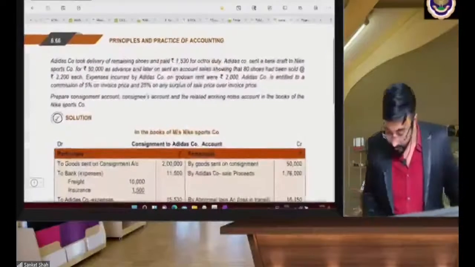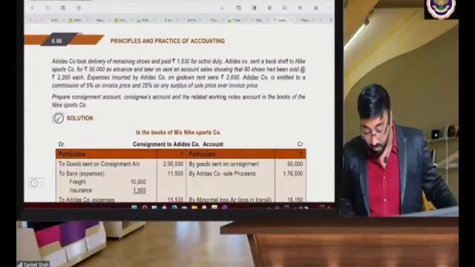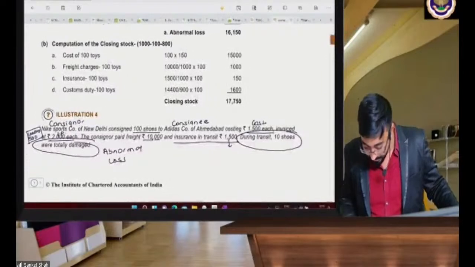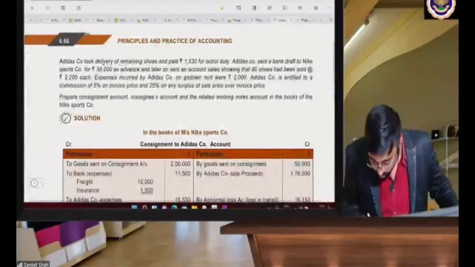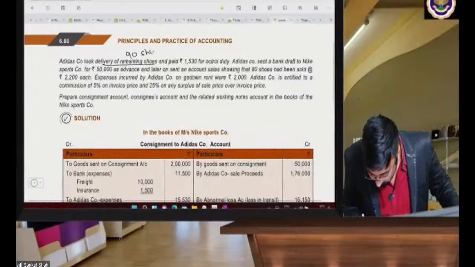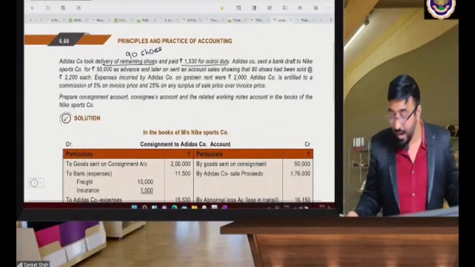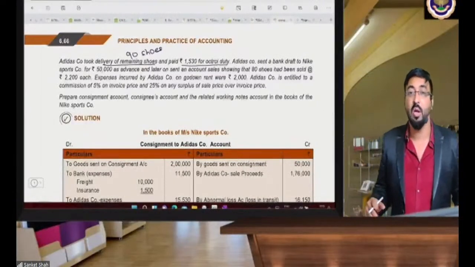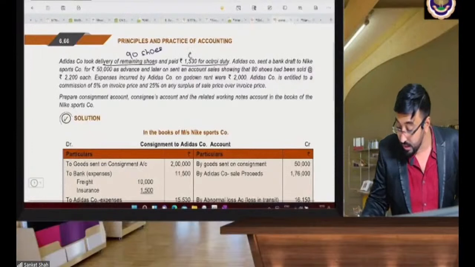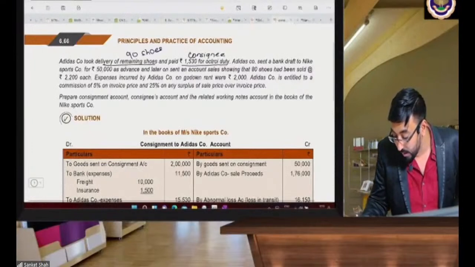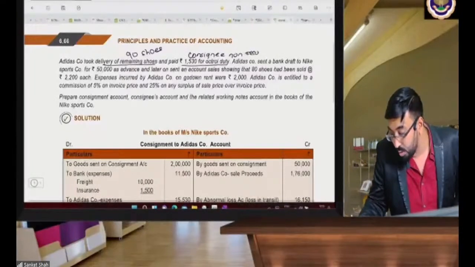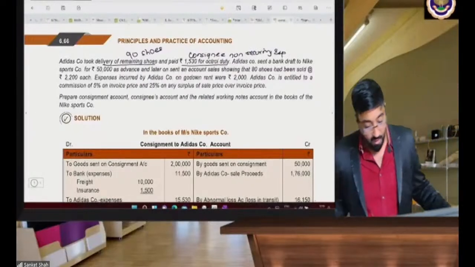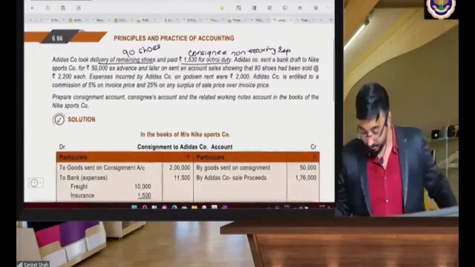Very good. Adidas company took over the remaining shoes. Remaining shoes means 90 shoes. You can write over there, 90 shoes. And they paid the octroi duty. I already told you about octroi, the jakat ka paisa. So who paid this? It is the consignee. You can write over here non-recurring expenses. What is non-recurring expense is important. This is one time. So you already know this concept now. One time kharcha, one time expense.